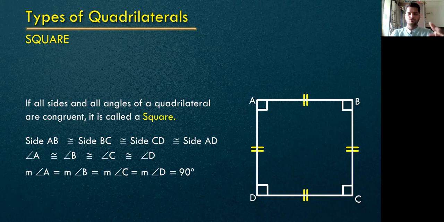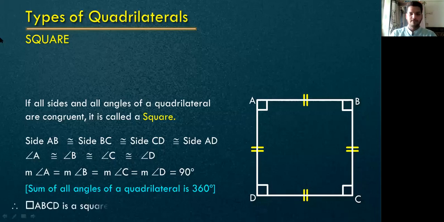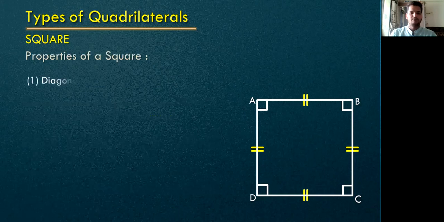Yes. So we have seen two conditions for this quadrilateral. First condition, all the sides were congruent. Second condition, all the angles were congruent, that is 90 degrees. How is it possible? As the sum of all the angles is 360 degrees. Clear, students? Okay. So therefore we say our quadrilateral ABCD is a square. Okay. Perfect. Now let us look at the properties of a square.